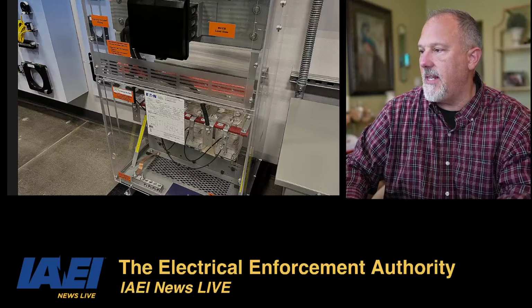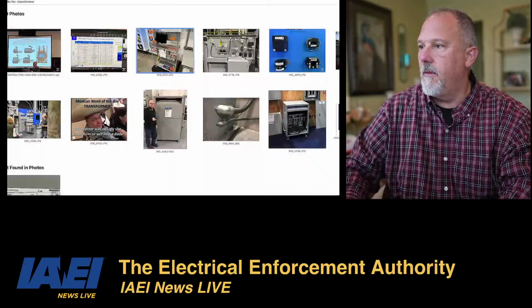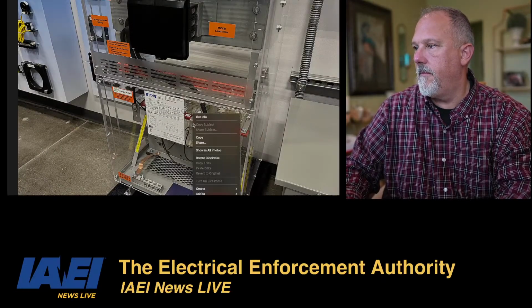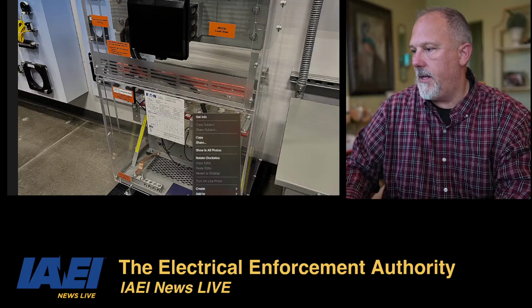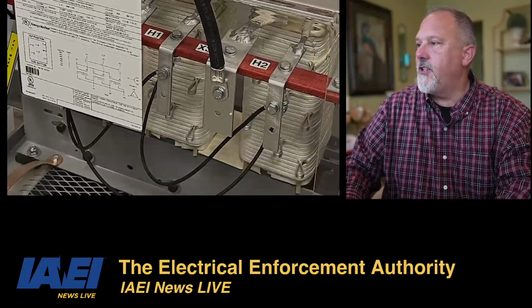So here's a transformer. You can see down here, if I can zoom in. How do I zoom? Create, hide, duplicate, rotate, share, get info. There we go. So there's your windings.